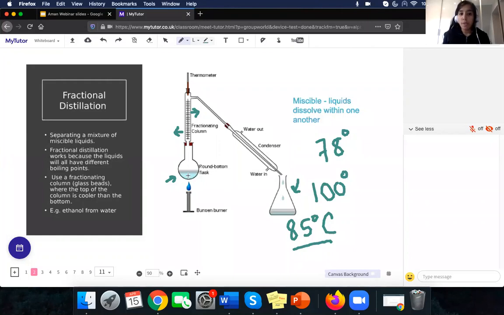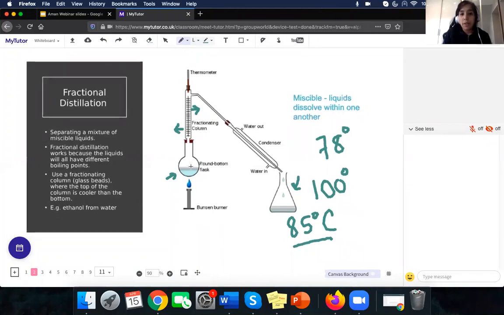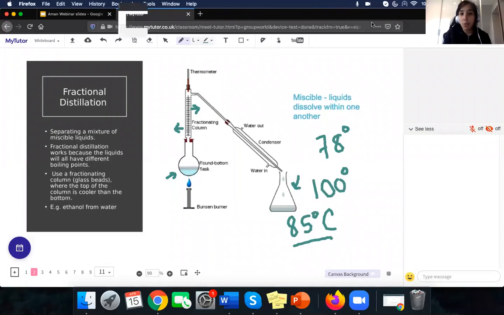Whereas water, even though it might start evaporating, will go into this fractionating column, and because it has a high boiling point, it will condense lower down the fractionating column. And that means that it drips back into the round bottom flask. So that's how we separate both water and ethanol using fractional distillation.